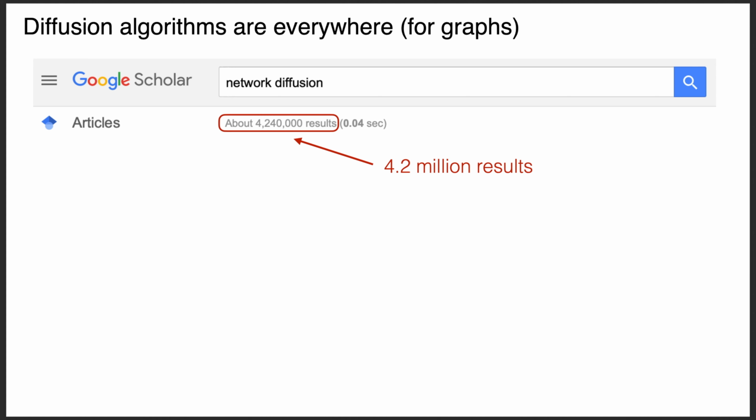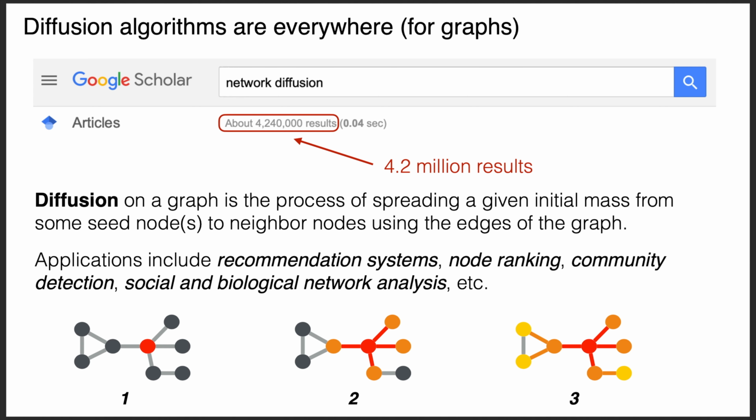On the other hand, we are interested in diffusion algorithms because they are everywhere as well. For example, I did a quick search on Google Scholar with keywords network diffusion, and it returned me 4.2 million results. So in some sense, it kind of indicates that diffusions are really popular. In this work, we view diffusion on a graph as the process of spreading a given amount of initial mass from some seed node to neighbor nodes using the edges in the graph.